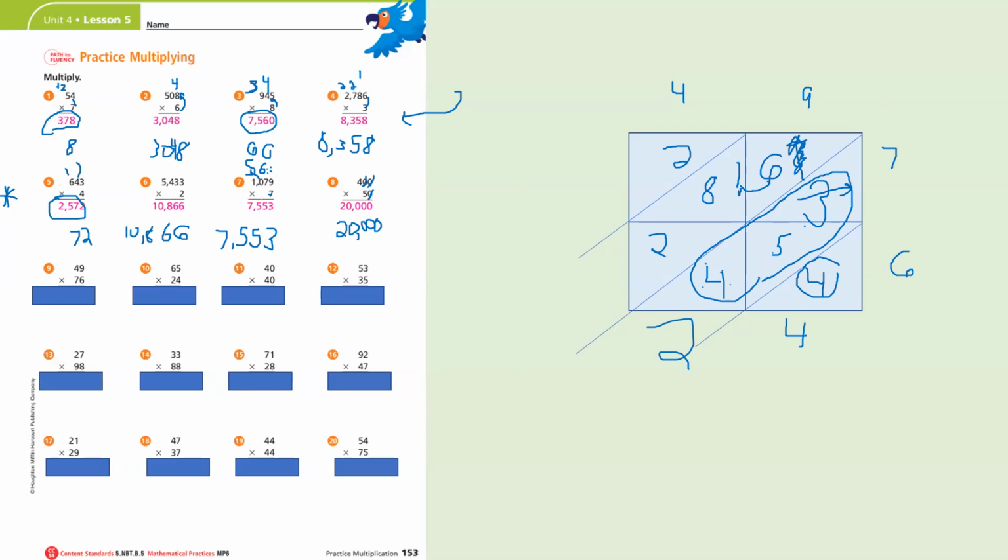6 plus 1 is 7. 7 plus 8 is 15. 15 plus 2 is 17. So 1, 7. And then 1 plus 2 is 3. Answer is 3,724.